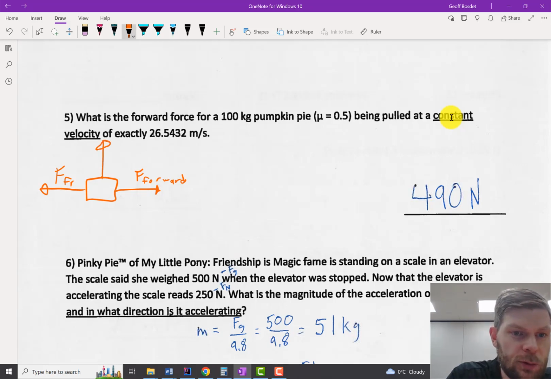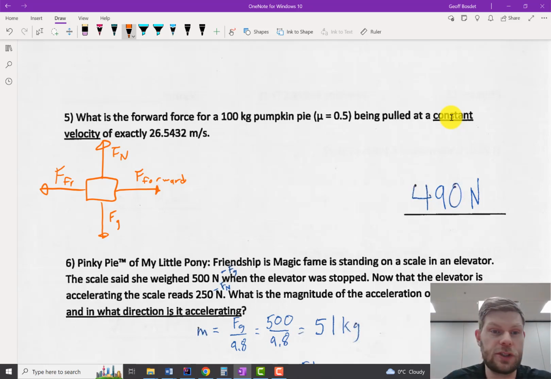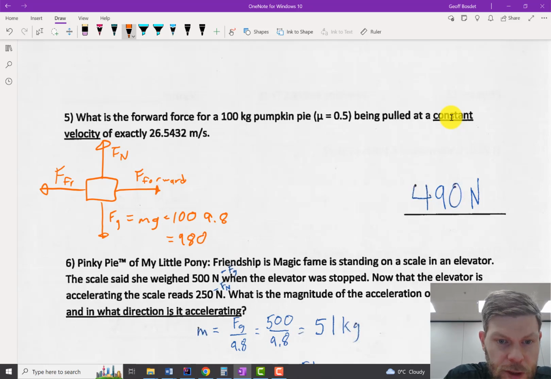We've got a normal force up, which also has to be equal and opposite to gravity because it is not accelerating up or down, which is what it would do if one of them was bigger and you had net force in the vertical direction. So force of gravity is mg, which is 100 times 9.8, or 980. So that means your normal force has to equal that as well.